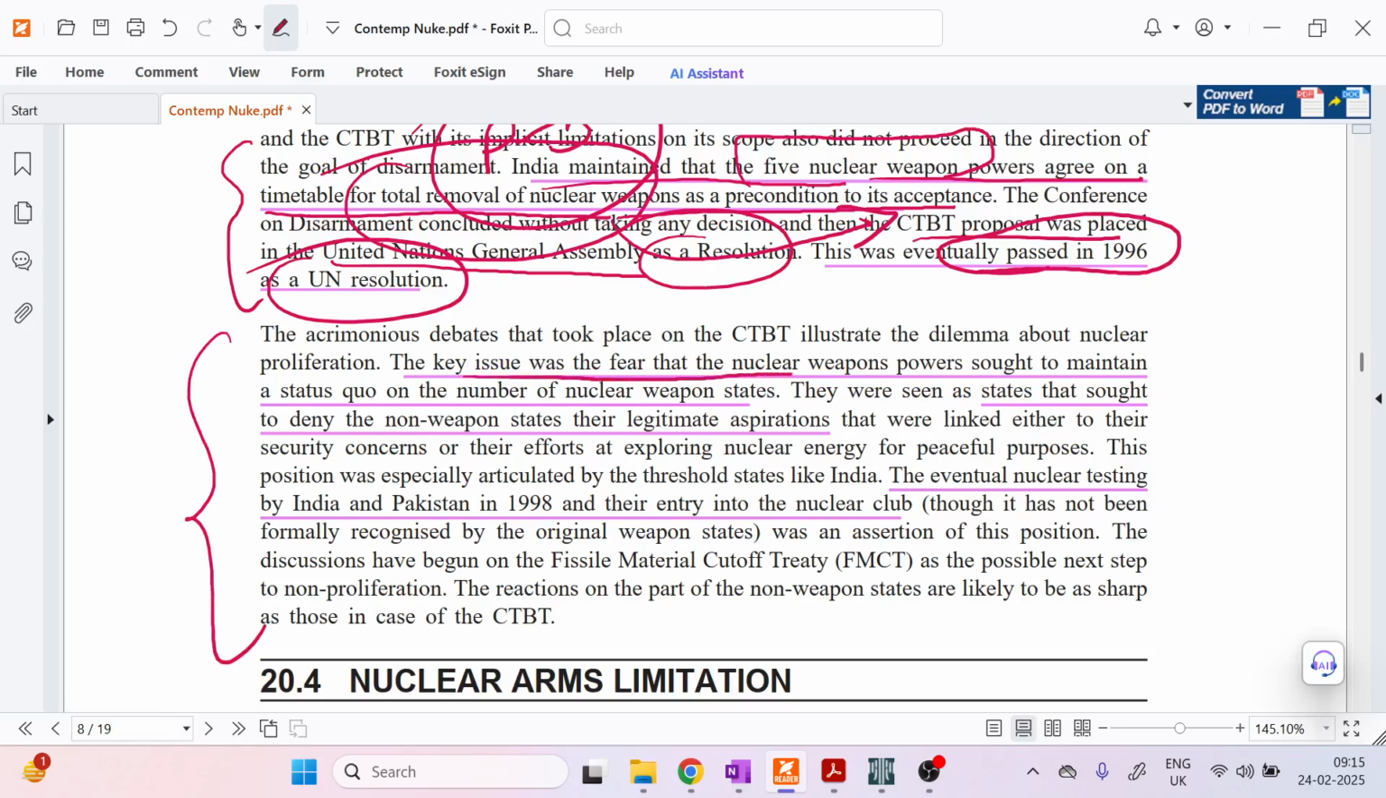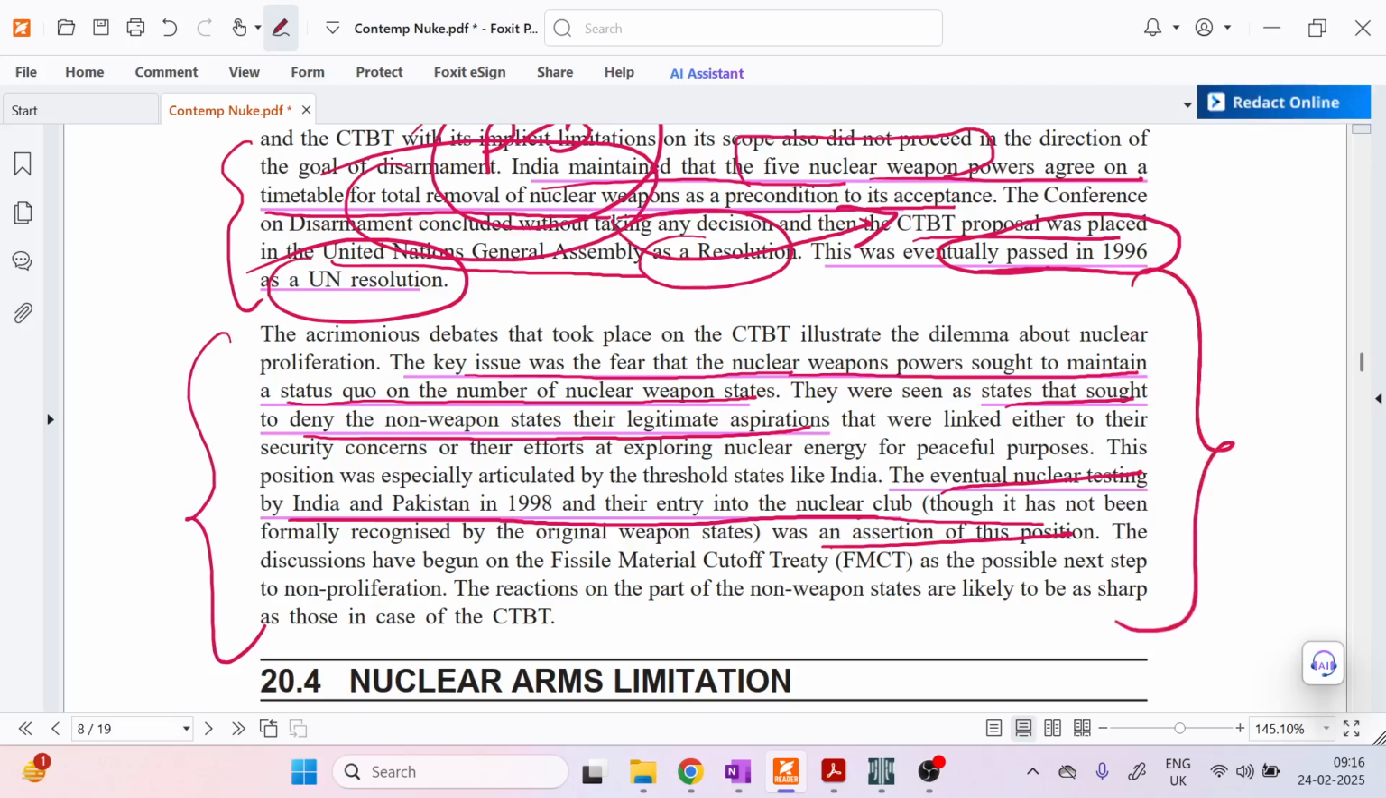Then the key issue was the fear that nuclear weapons powers sought to maintain a status quo on the number of nuclear weapon states. They were seen as states that sought to deny the non-weapon states their legitimate aspirations. And the eventual nuclear testing of India and Pakistan in 1998 and their entry into the nuclear club was an assertion of this position. The meaning of this passage is that the debate around the CTBT revolved around two issues. The first, the verification agreement, and second, the loophole.